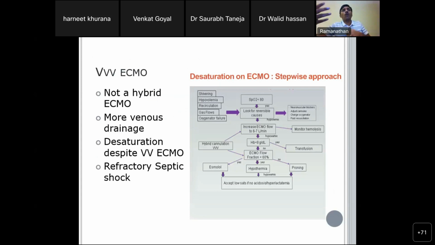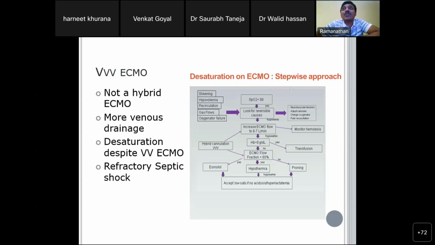Now let's talk more about VVV ECMO. By default, VVV ECMO is not a hybrid mode. A hybrid mode should have arterial and venous cannulas. VVV ECMO is only an additional cannula to the VV ECMO to facilitate more venous drainage, and it usually happens in a patient who otherwise desaturates despite VV ECMO.